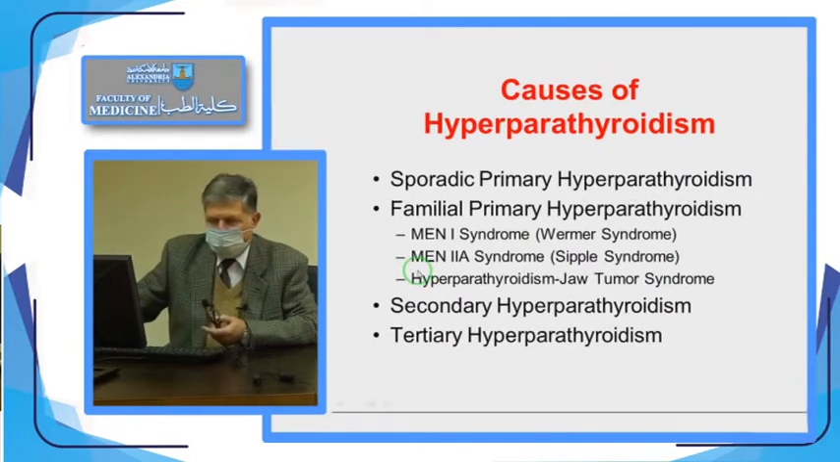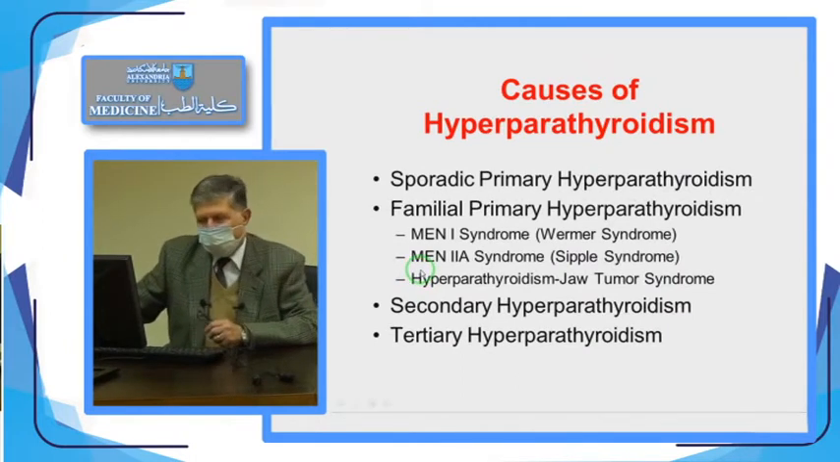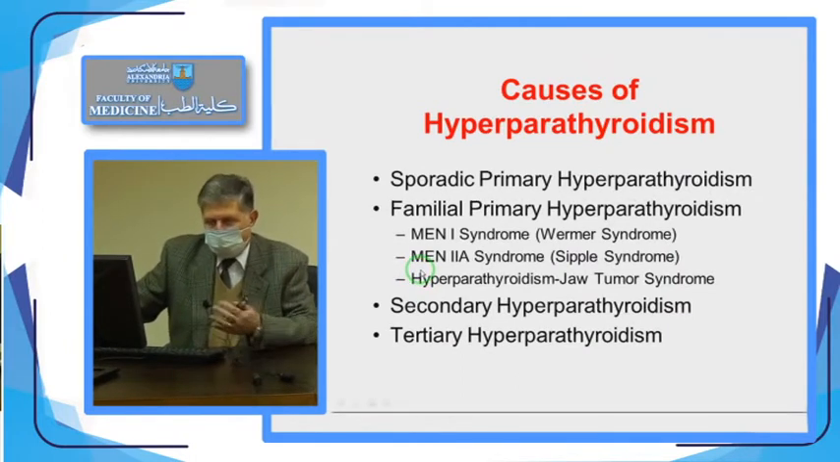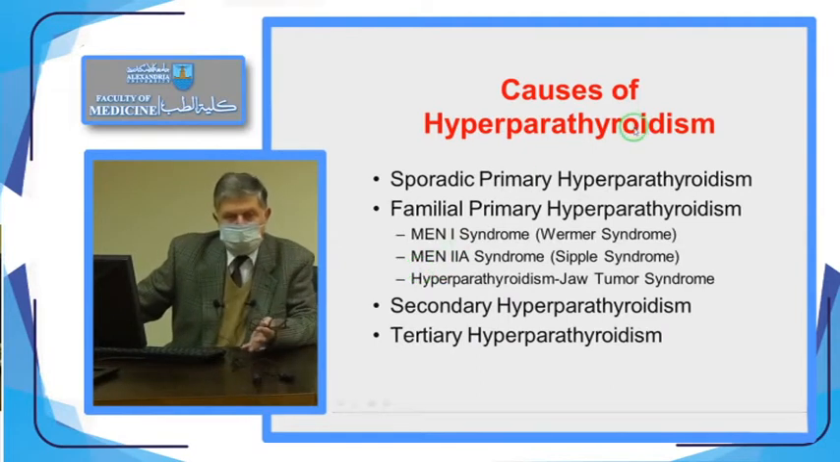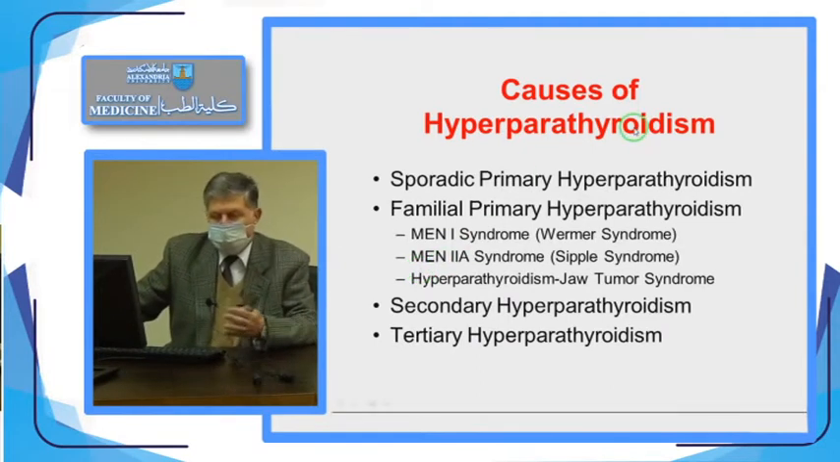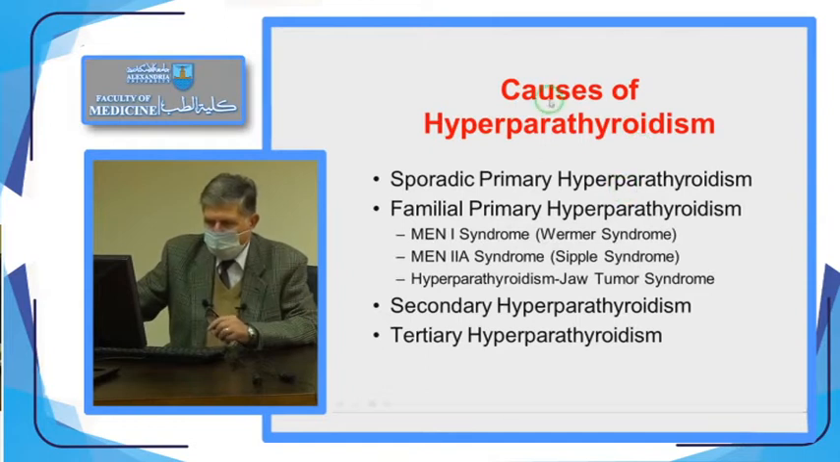And let's go to the first part, speaking about the hyperparathyroid state. So when we speak about parathyroid abnormality, we've got hyperparathyroidism or hypoparathyroidism. As regards the causes of hyperparathyroidism, we've got three main causes.